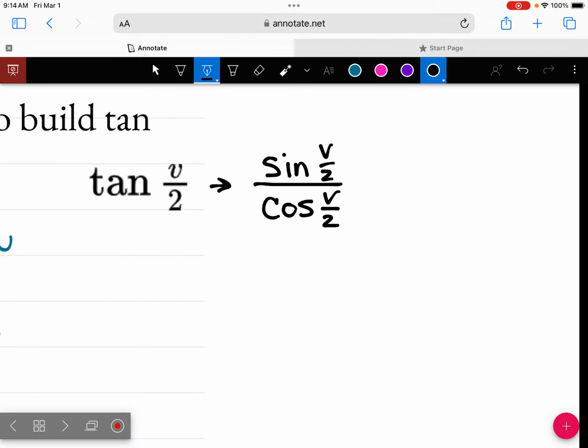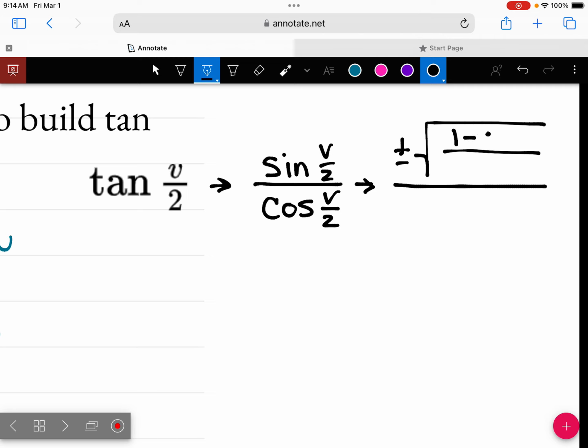Ooh, that's really close in. Which we just found, sine and cosine. So we can write this as plus or minus the square root of that hot mess of sine, which was 1 minus cosine v over 2. And our cosine was plus or minus the square root of 1 plus cosine v over 2.